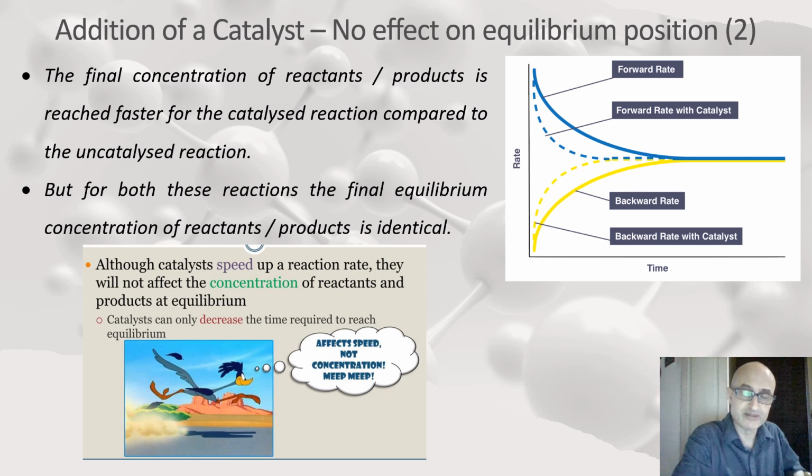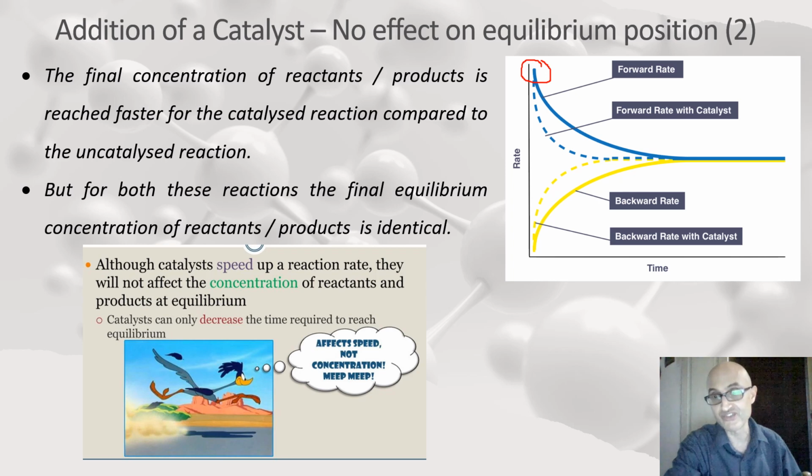If you look at the graph, which is right above me, I need you to focus on the blue and yellow solid curves. The blue solid curve represents the forward rate of reaction. How do I know it's the forward? Because we start off with a fast rate. How do I know it's a fast rate? It's high up on the y-axis.